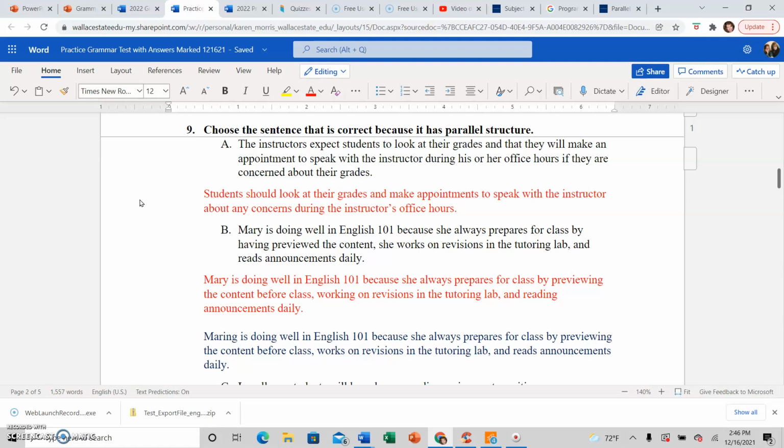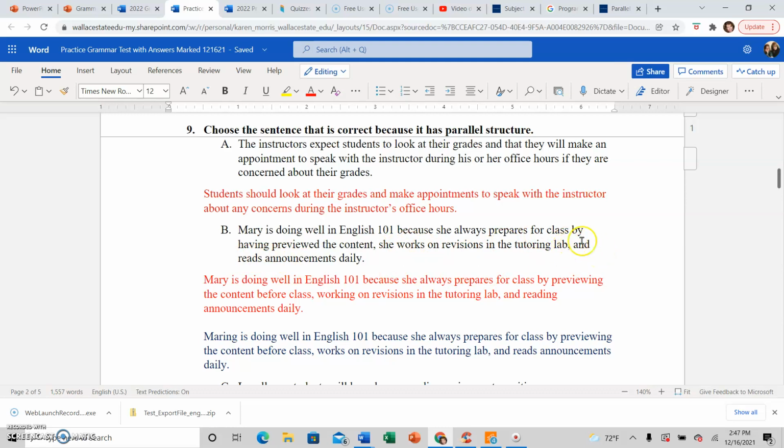She works on revisions in the tutoring lab and reads announcements daily. So here we have, she always prepares by having previewed. So that's prepares and then having previewed are different verb forms. Then we have a pronoun as a subject for a second clause here. She works on revisions. So we have she works, and then Anne reads.